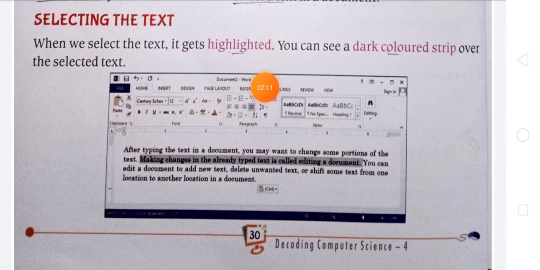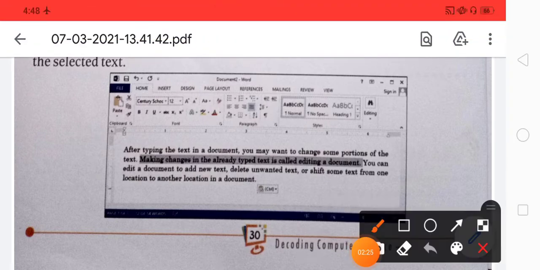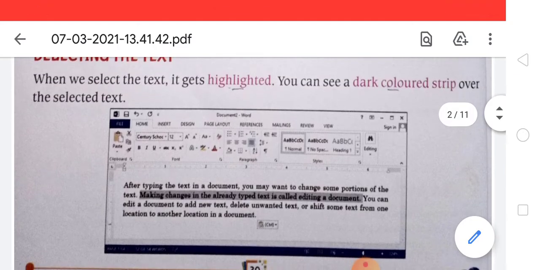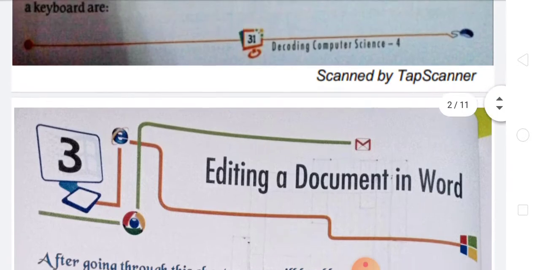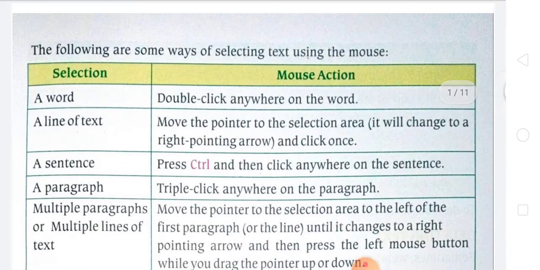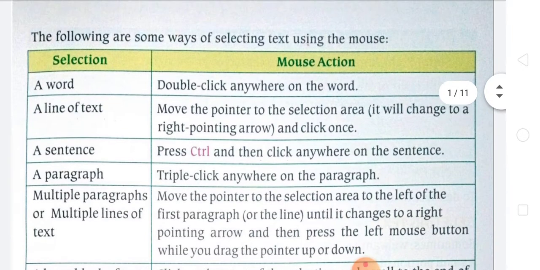Here you can see a picture of your screen of MS Word. This one is a document. Whenever you select text, it gets highlighted, and you can see a dark color stripe over the selected text like this. So what are the ways of selecting a word, a line of text, a sentence or a paragraph?